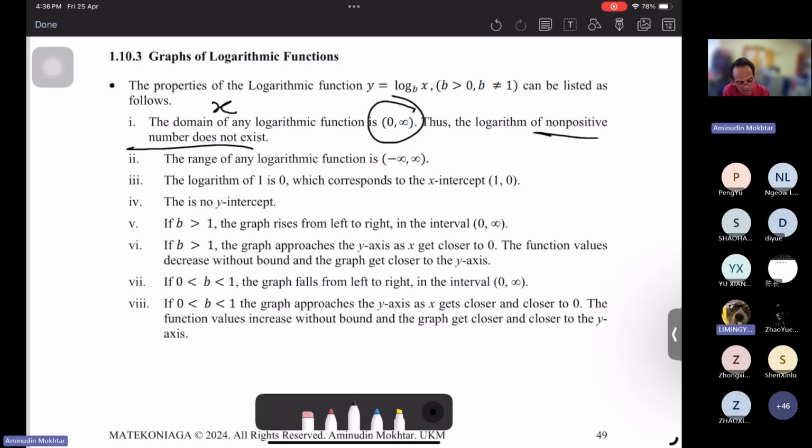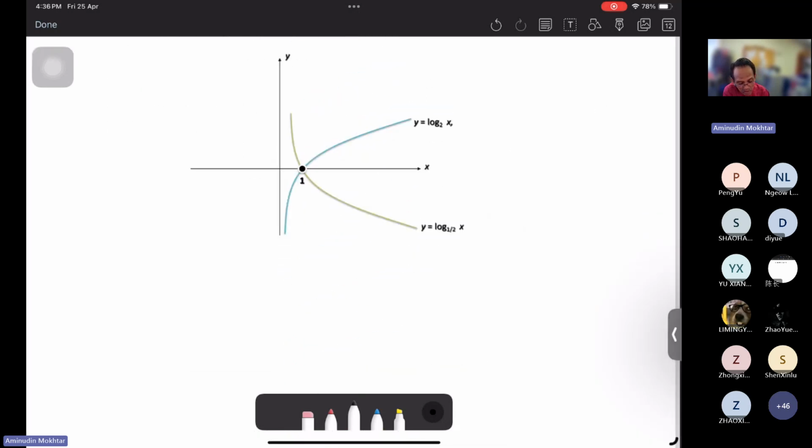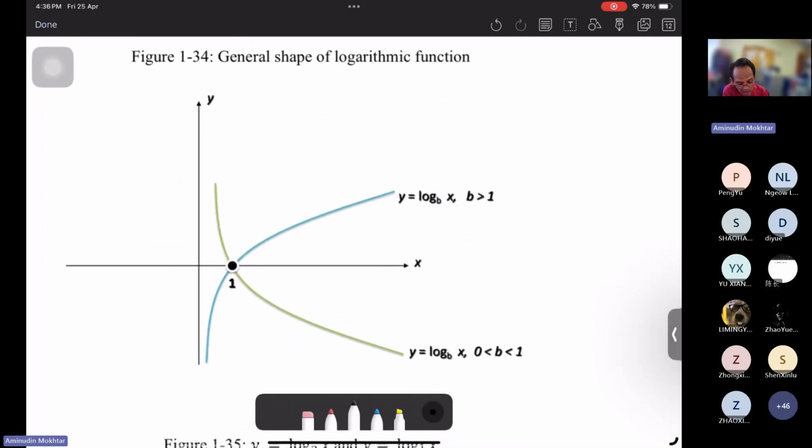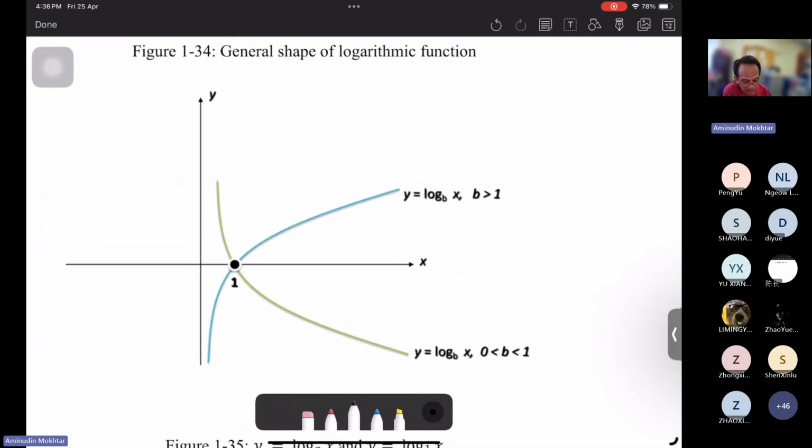That's the domain. What does it mean? When we draw this graph for log, please make sure that we only draw in the region of positive x. The graph is only valid in this area where x is positive. The minimum value of x is equal to 0.